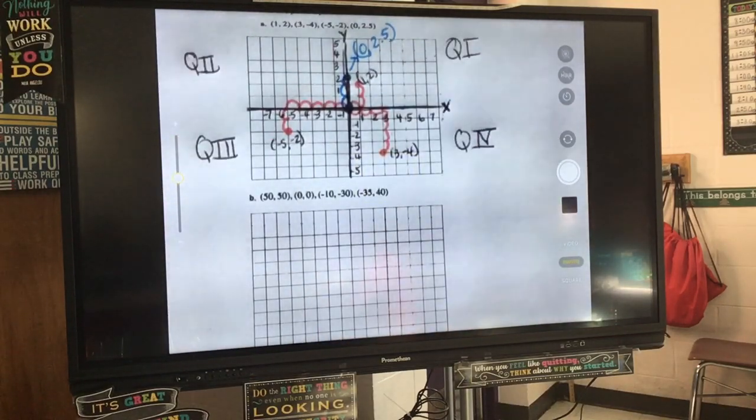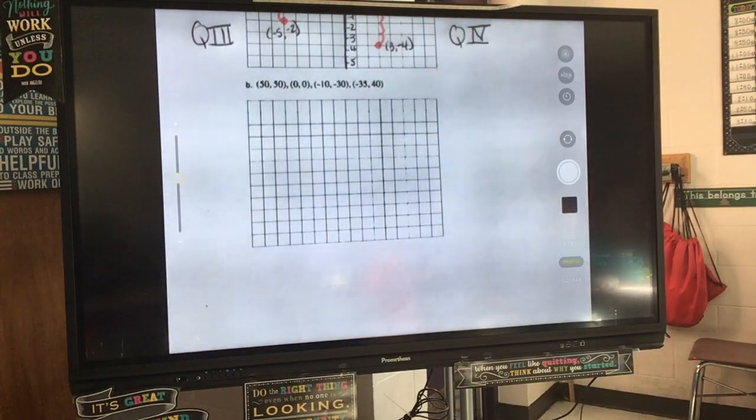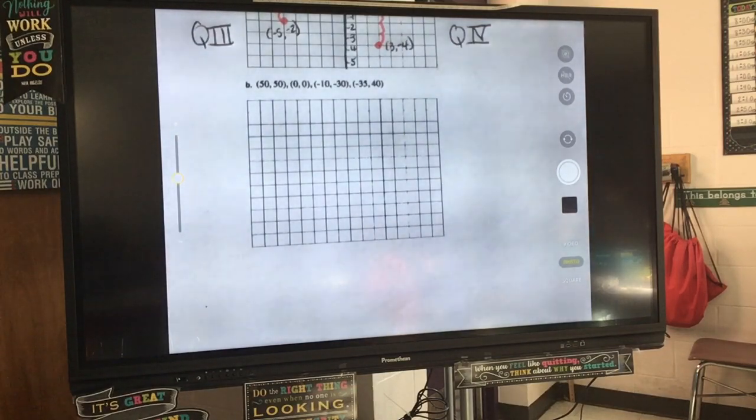First one, kind of bringing back some of the stuff we did last week. Okay? All right. B. Look at these numbers. What do you notice about the numbers? So your ordered pairs are 50, 50, 0, 0, negative 10, negative 30, negative 35, 40. So what do you notice about these numbers compared to the graph that we just constructed? Larger numbers. Much larger numbers, right?